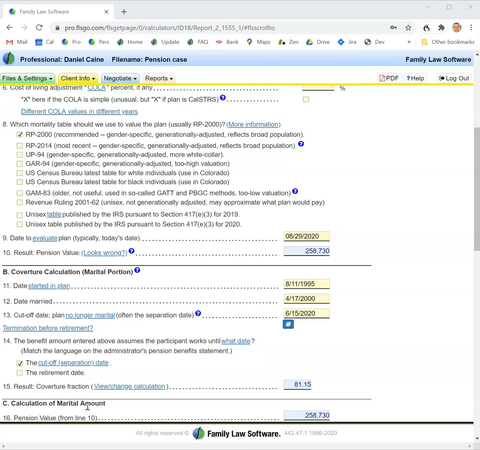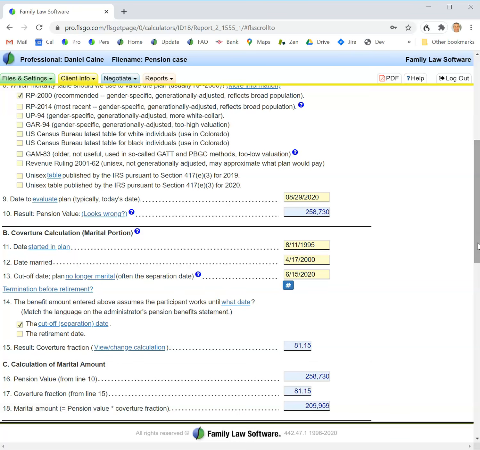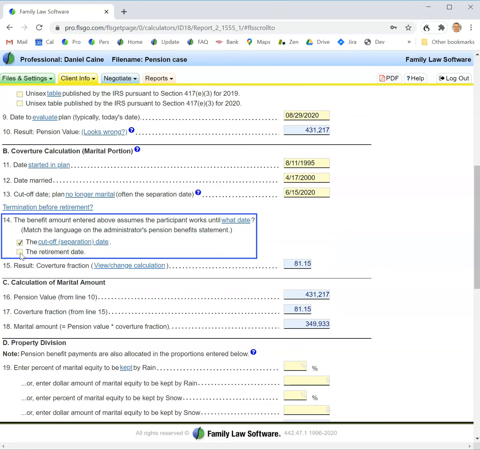Let's just look at an example here. In our current calculations so far, the marital amount, which is the coverture fraction or the marital portion multiplied by the pension value, is $209,000. The pension itself is $258,000. Now let's assume that if the person worked until retirement, her pension would not be $1,500 a month, but rather $2,500 a month. And let's say that we are calculating until the retirement date.